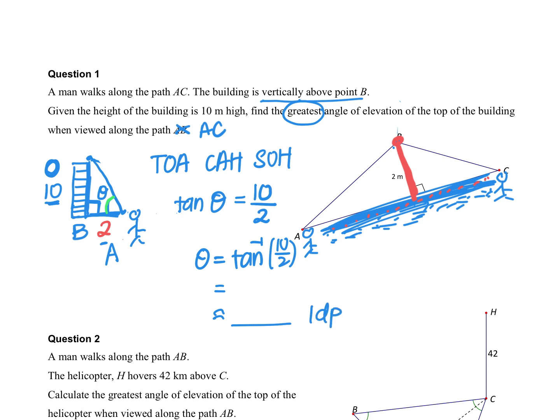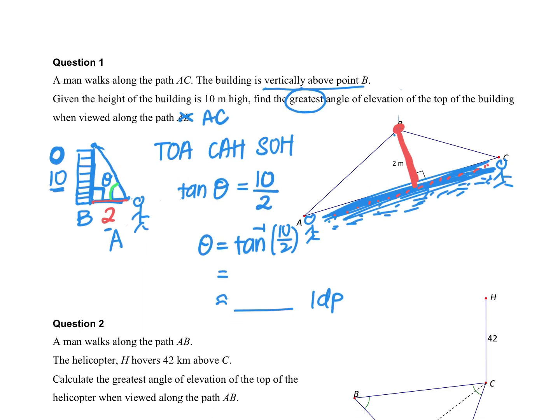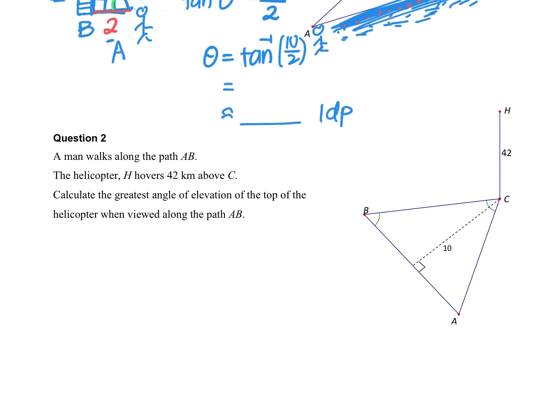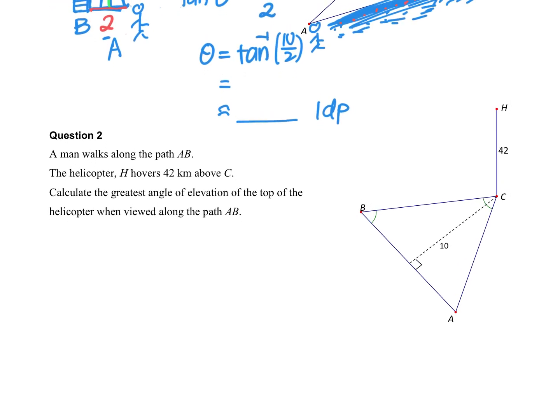Okay, let's try question 2. One by one, slowly. Question number 2. A man walks along the path AB. So the man is walking along the path AB. The man can go anywhere along here. Okay, a helicopter. Where's the helicopter?